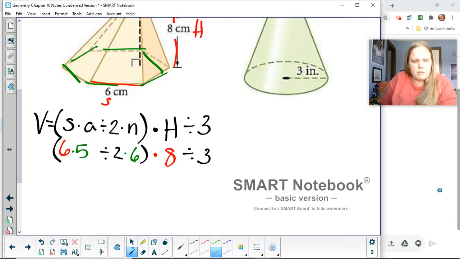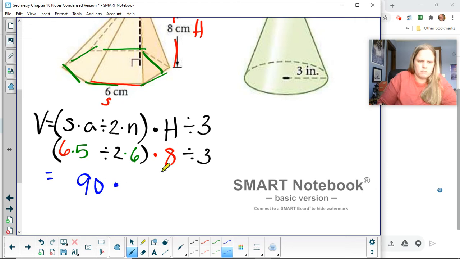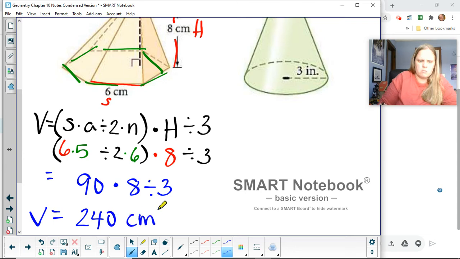All right, now I just need to use my calculator to find out what does this equal. Okay, 6 times 5 divided by 2 times 6 equals. So the area of the base is 90. Still going to multiply by 8, and I'm still going to divide by 3. Times 8 divided by 3. So this volume equals 240 centimeters cubed.